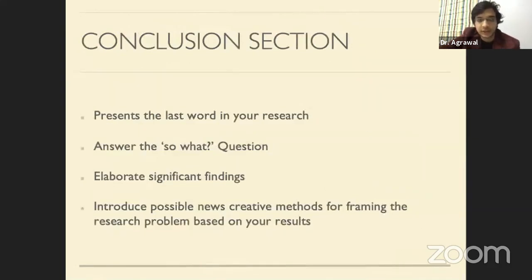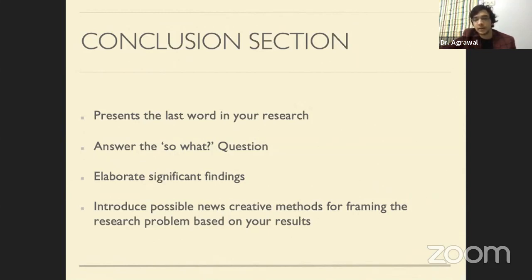So the conclusion section, it gives you the ability to present the last word in your research on the issues basically that you raised, the objectives that you were trying to start with, and the objectives that you have or have not met through your research. You can summarize your thoughts and convey larger implications of your study.